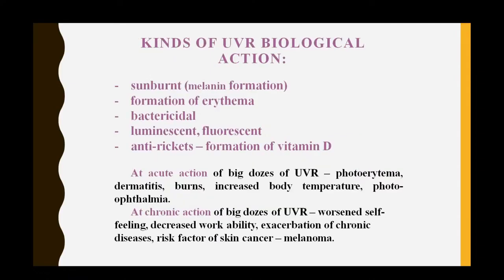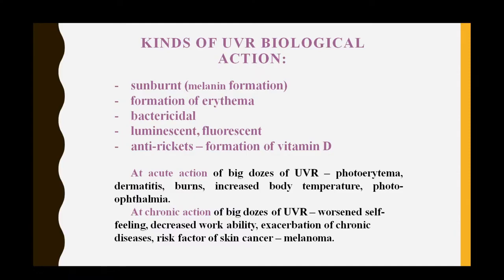Kinds of ultraviolet biological action. Sunburnt effect due to melanin formation. Formation of erythema, bactericidal, luminescent and fluorescent, and anti-rickets effect due to formation of vitamin D. At acute action of big doses of ultraviolet radiation may be photoerythema, dermatitis, burns, increased body temperature, and photoophthalmia.